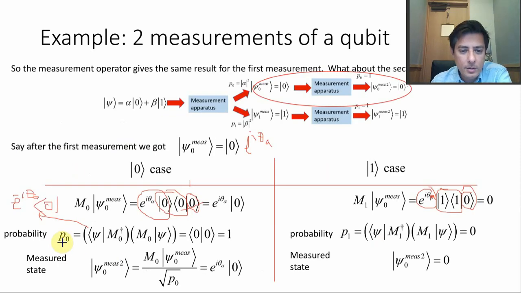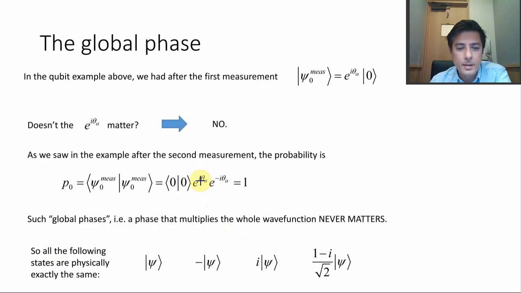Here, notice that when we worked out this probability, these phases, this e to the minus i theta and the e to the i theta here, canceled, and you just got 1, right? These phases canceling is something that basically always happens if you measure these kinds of outcomes, and so it's unobservable in terms of what you are actually measuring. So these global phases.